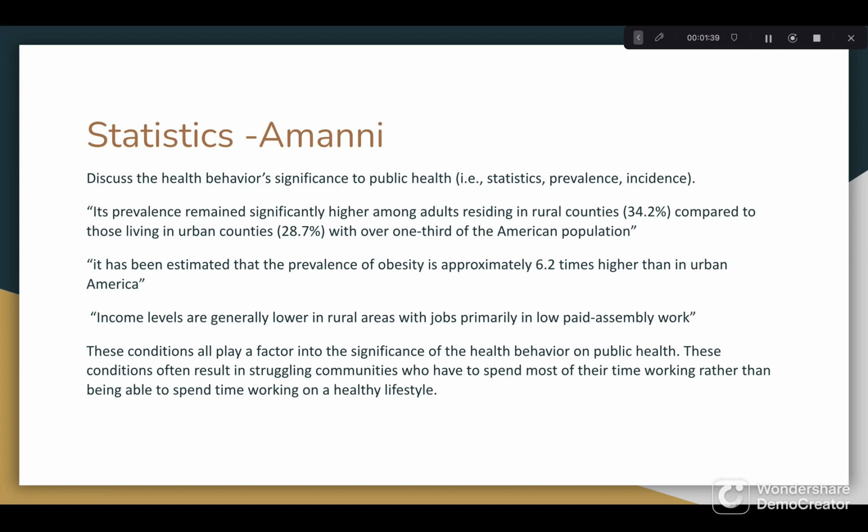It has been estimated that the prevalence of obesity is approximately 6.2 times higher than in urban America. Income levels are generally lower in rural areas with jobs primarily in low-paid assembly work. These conditions all play a factor into the significance of the health behavior on public health. These conditions often result in struggling communities who have to spend most of their time working rather than being able to spend time working on a healthy lifestyle.